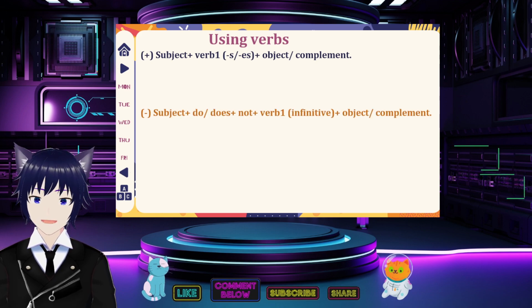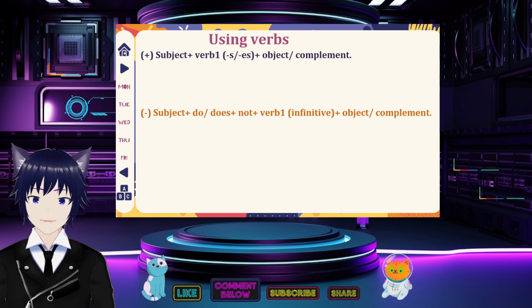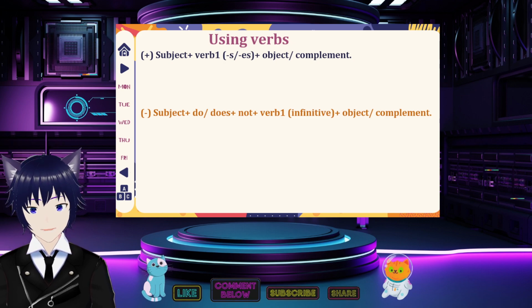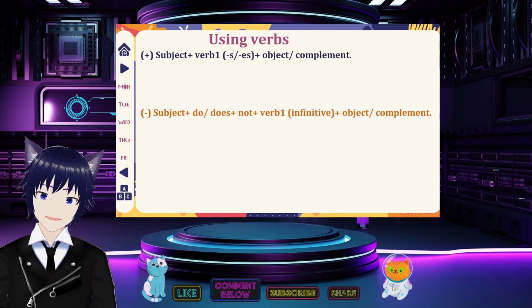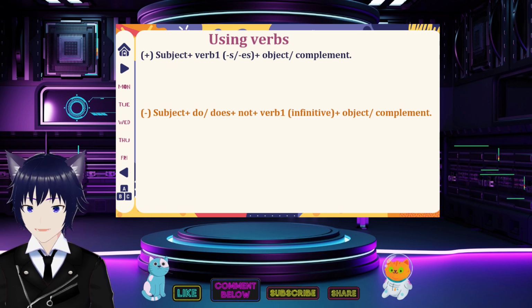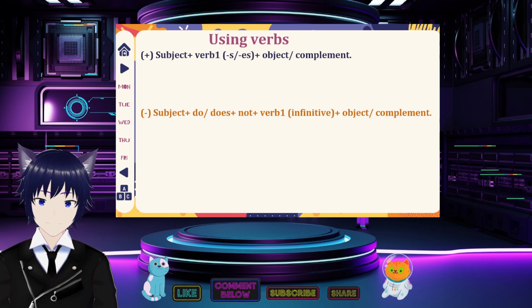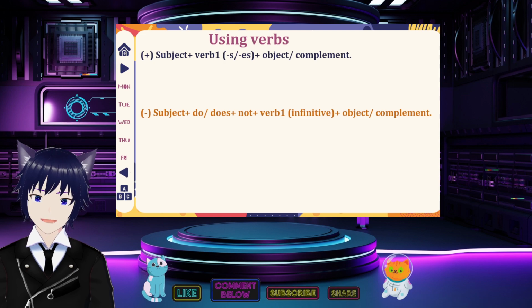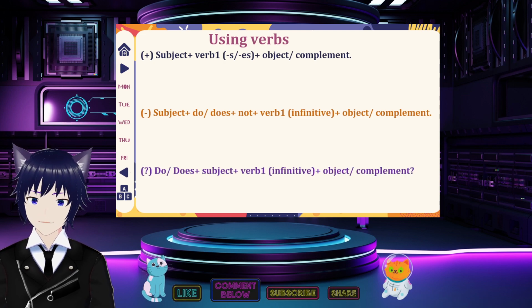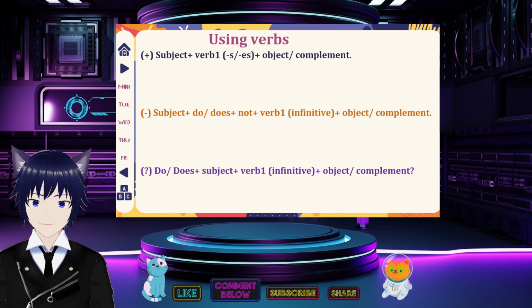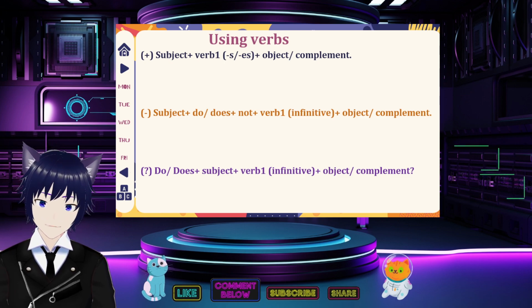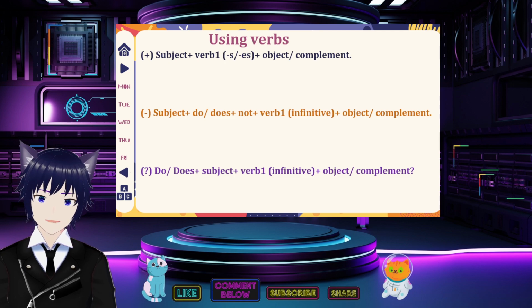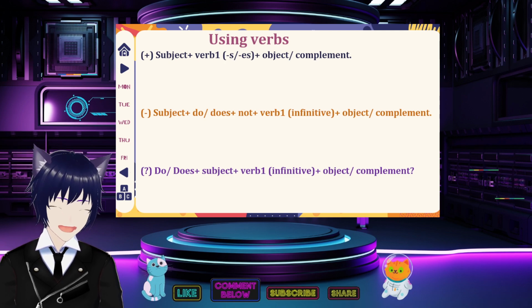For the negative one, we have subject plus do or does. In here, if the subject is either I, you, we, or they, we can use do. And if the subject is either he, she, or it, we have to use does. And then proceed with not, verb 1, and object or complement. And for the question, we have do or does plus subject plus verb 1, and then we end that with either object or complement. So let's see the example.